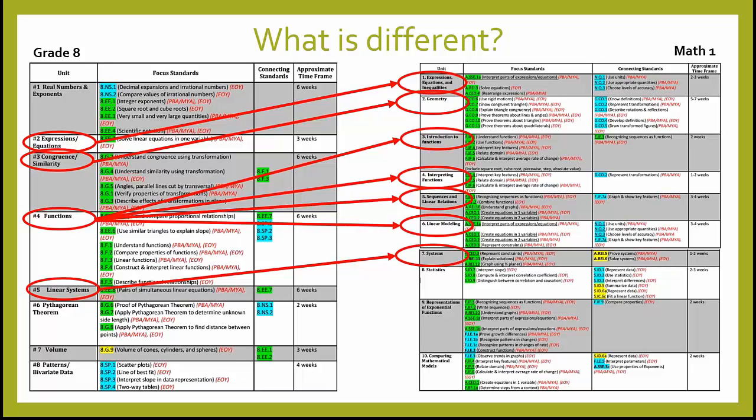Grade 8 Unit 8 involves work with scatter plots, line of best fit, interpreting slope, and two-way frequency tables. This builds a foundation for Math 1 linear modeling and statistics units. The other unmentioned units are essential for further use and extension in Math 2 and 3.